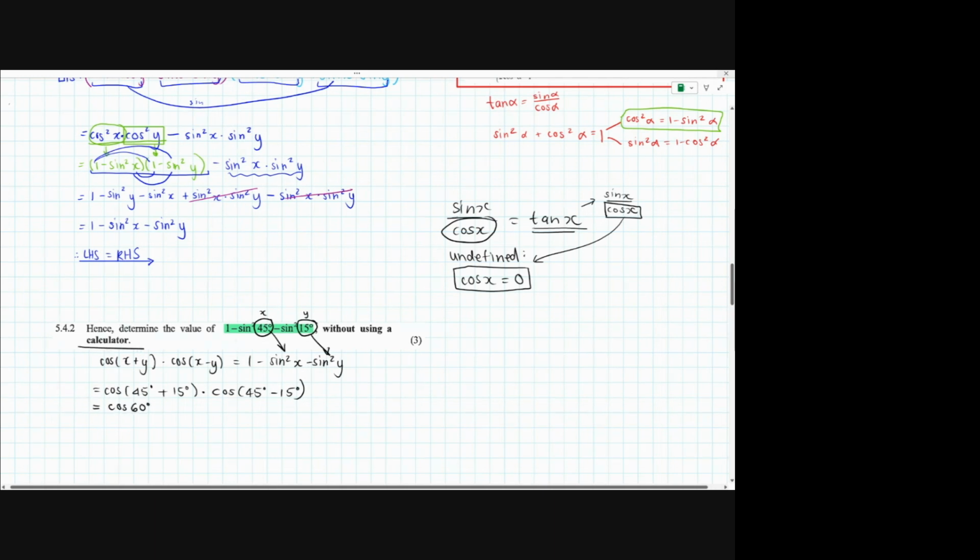And as said, without a calculator, so special angles are definitely going to be used, times cos of 45 minus 15, which is 30. Now, if you forget your special angle triangles, I don't want to say who cares because that's not fair, but use a calculator. It's not the end of the world. However, just in case, we would like to know what they are.